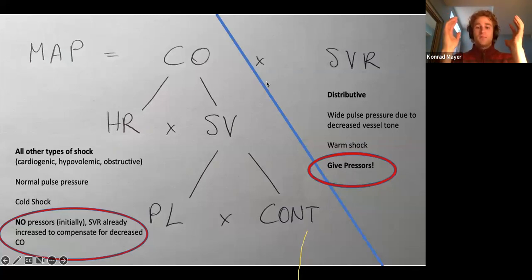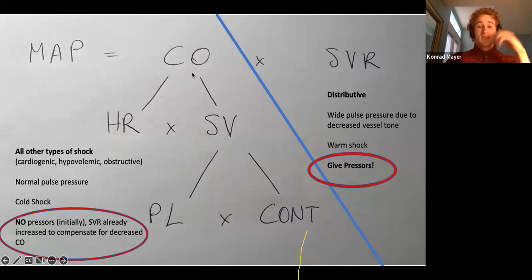We have cardiac output and systemic vascular resistance. If one goes up, the other goes down. If we have decreased cardiac output, our systemic vascular resistance goes up. So what does this mean, and what are the implications of this for treating somebody?